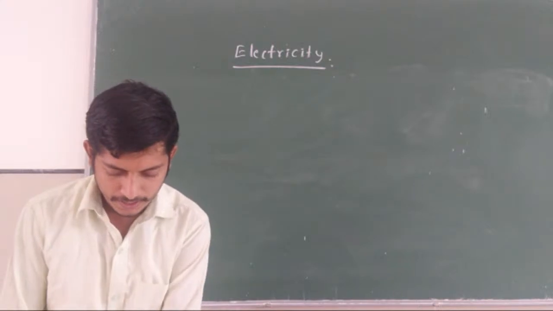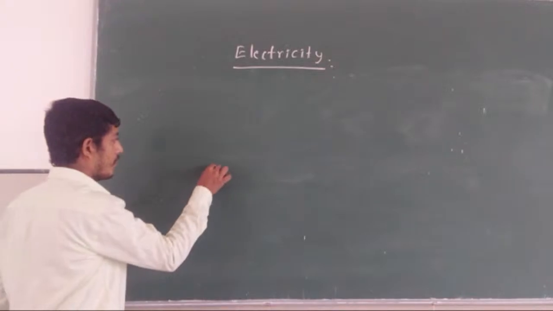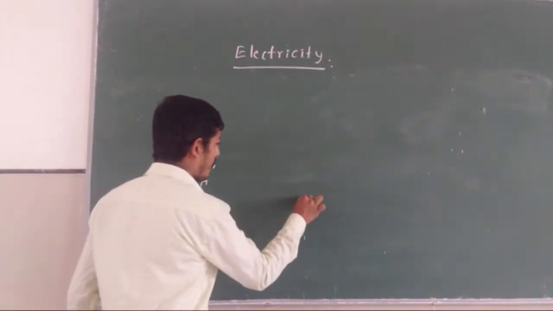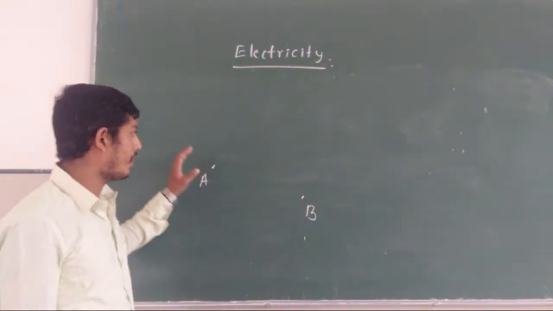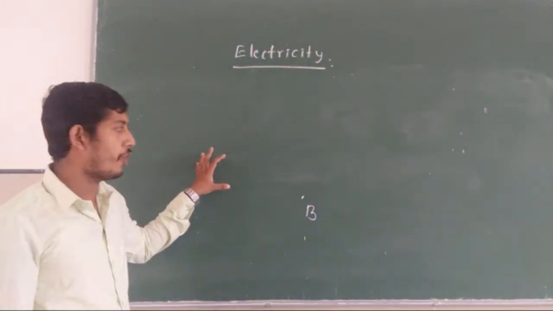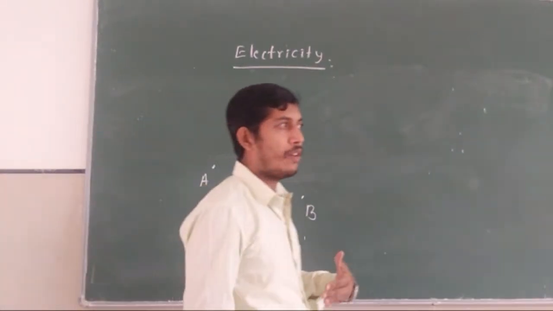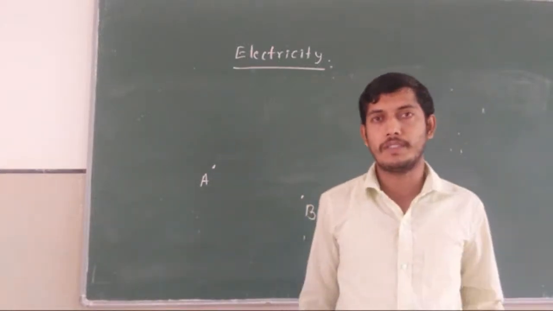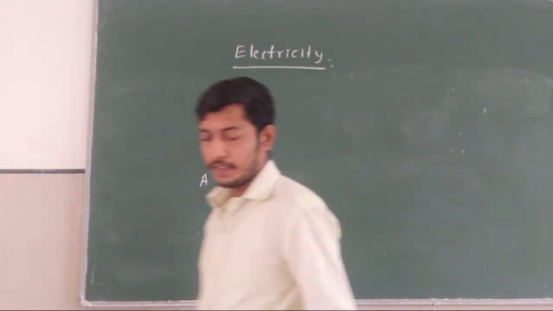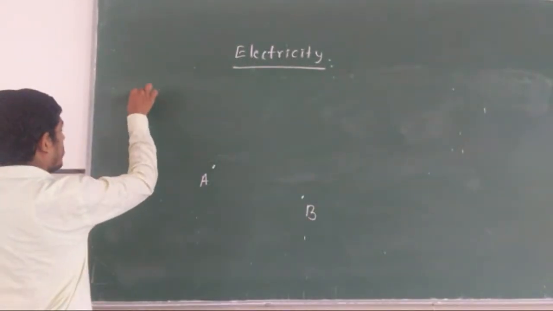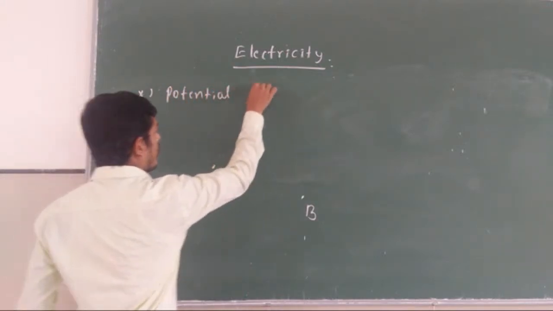See here, in this potential difference, if you consider point A and point B, for example some electrons are present at point A and some electrons are present at point B. Now you have to tell what is meant by potential difference. First term is potential difference.